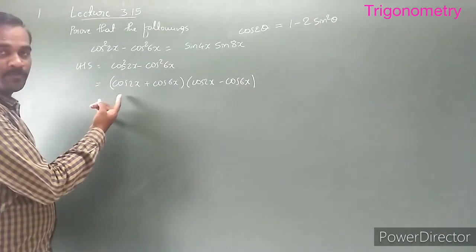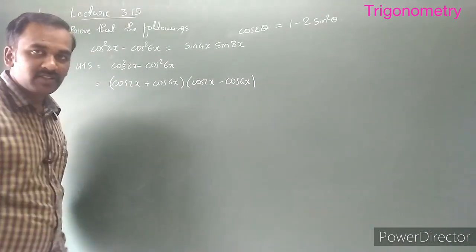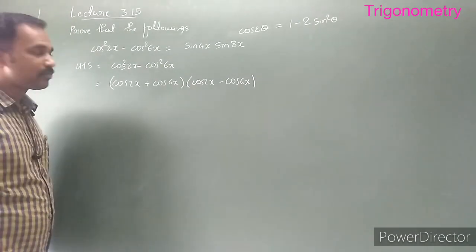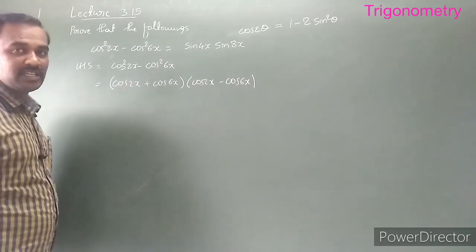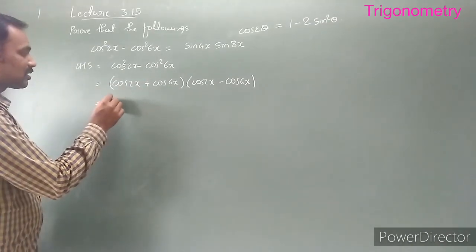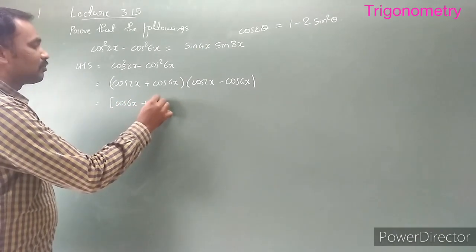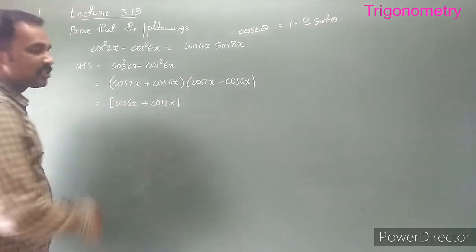Now can we apply cos c plus cos d and cos c minus cos d? Yes, obviously you can apply. Before applying the transformation formula, make sure that the c angle is larger. So I just rewrite it. How do I rewrite? First of all I write the 6x: cos of 6x plus cos of 2x. There is no issue.